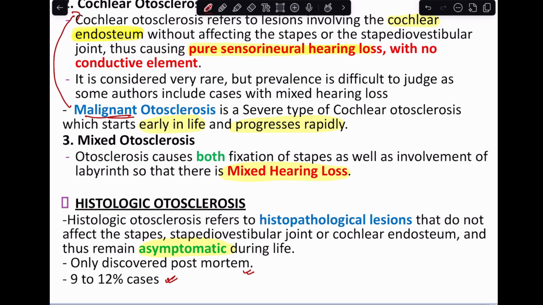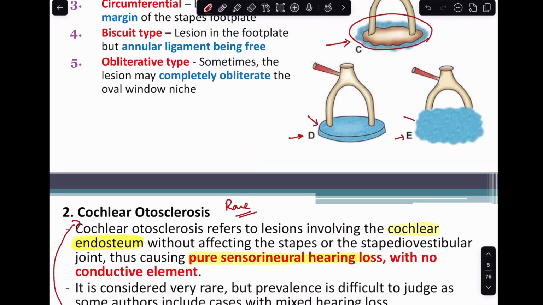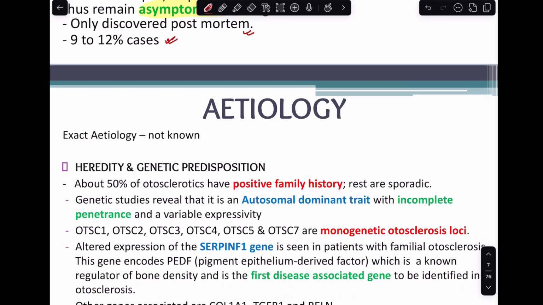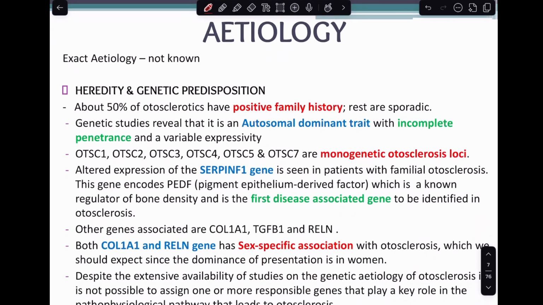Our broad classification being clinical and histologic type, the histologic type being asymptomatic and only showing lesions, whereas the clinical type presents to you with certain signs and symptoms, and based on the site of involvement, we divide it into 3. We have the stapedial type, cochlear type, and mixed type. And the stapedial type is further divided into multiple types based on the exact site of involvement by the otosclerotic lesion. Now, next, let's try to understand the causes behind it.